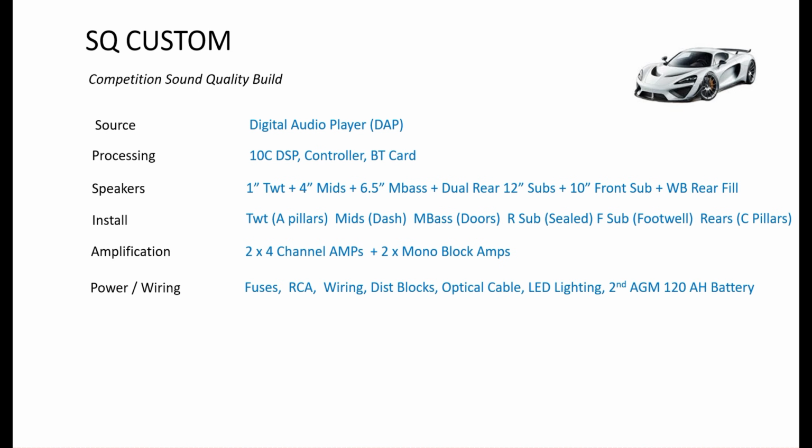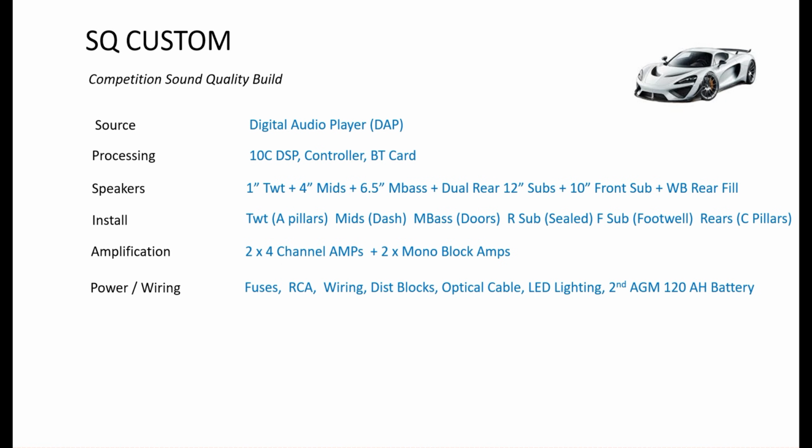What else will I need? I need power and wiring, right? So fuses, RCA cables, optical cables to connect up my digital audio player to the DSP, a bunch of wiring: 0 gauge for the power, 4 gauge for the amplifiers, speaker wiring so I can run all my speaker wires, and distribution blocks to connect up all the wires. I'm going to do some LED lighting so I can show off some of the amplifiers and things, so some LED lighting strips, some controllers and stuff like that.